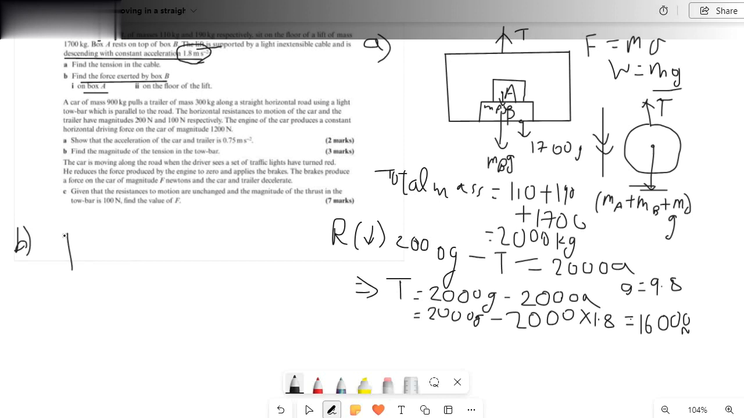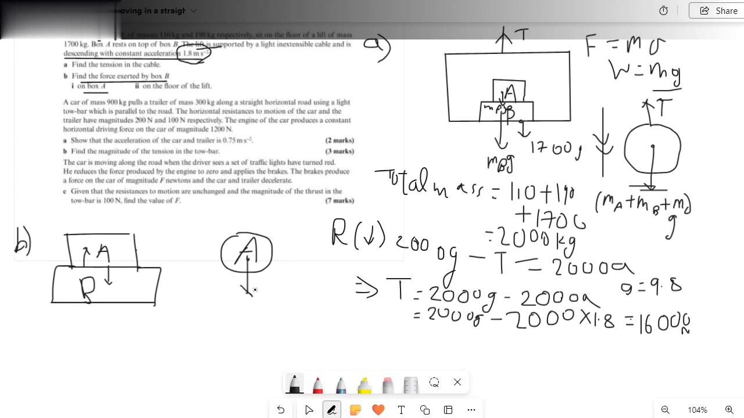And for the second part, to find the force exerted by box B on box A, we have to draw the diagram again. If this is A and this is B, then A exerts a downward force on box B, and similarly B also exerts an upward force on box A. So drawing A separately, we have the mass of A, which is 110, and so the weight becomes 110 g, and the upward force of B is our required force, and the acceleration is again downwards.